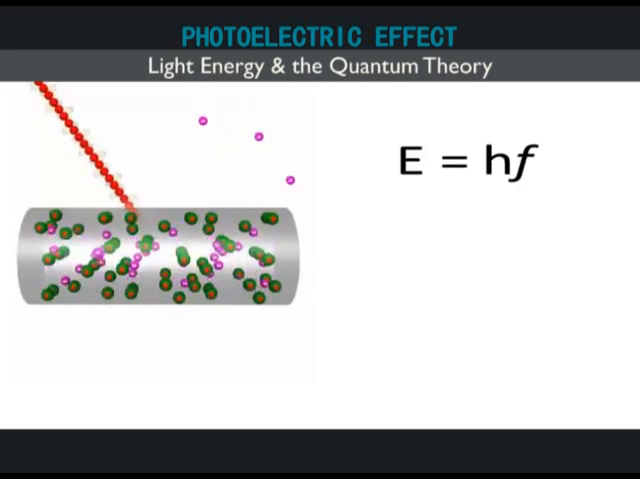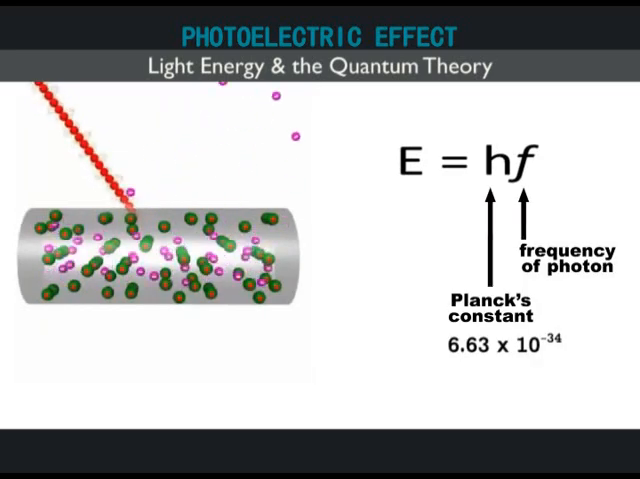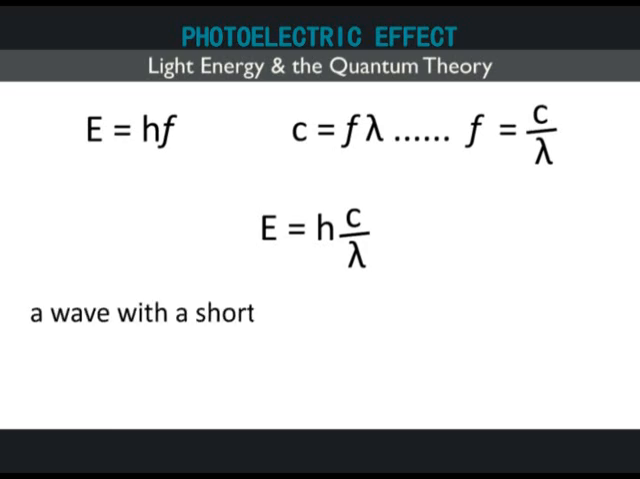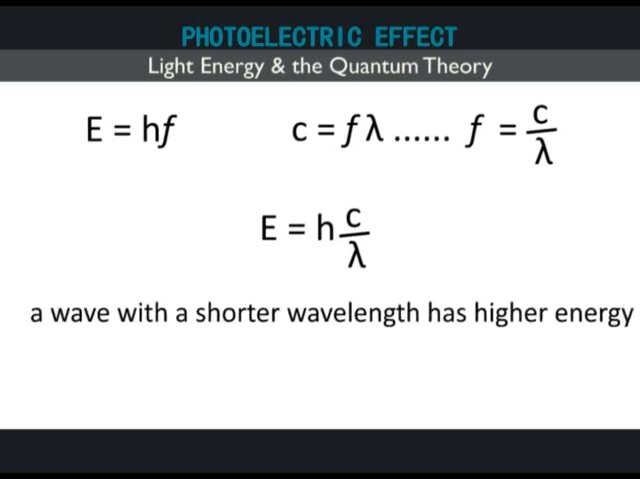It was found that the energy E of a photon can be given by the formula E is equal to hf, where h is the Planck's constant, equal to 6.63 times 10 to power negative 34 joules second, and f is the frequency of the photon. From the wave equation, c is equal to f lambda, it means that f is equal to c over lambda. Substituting f in the expression for energy of a photon, E is equal to hc over lambda. Considering that Planck's constant and the speed of light are constant, it means that a light wave with a shorter wavelength has more energy.